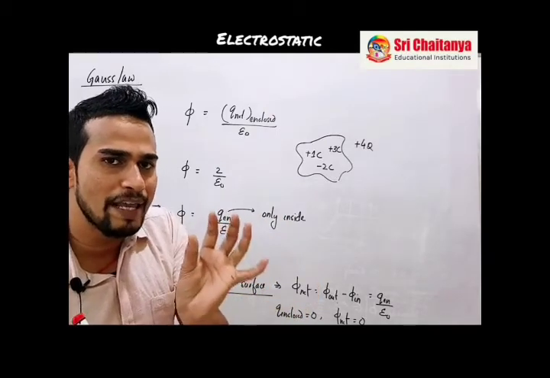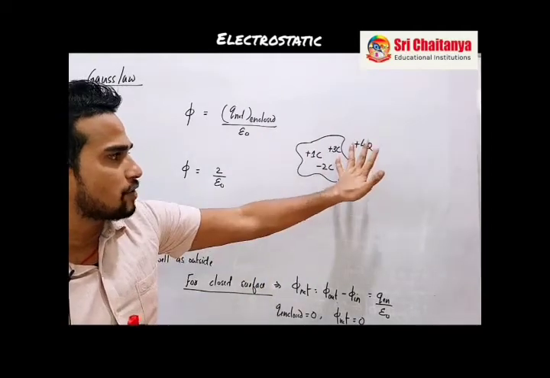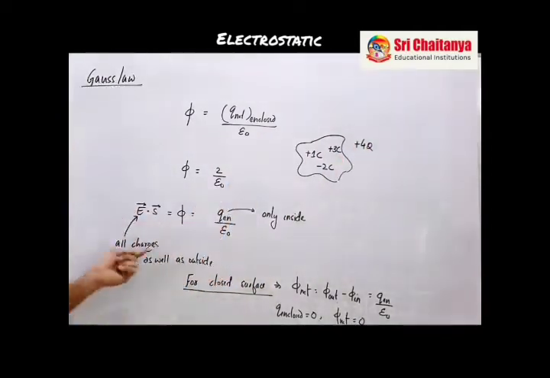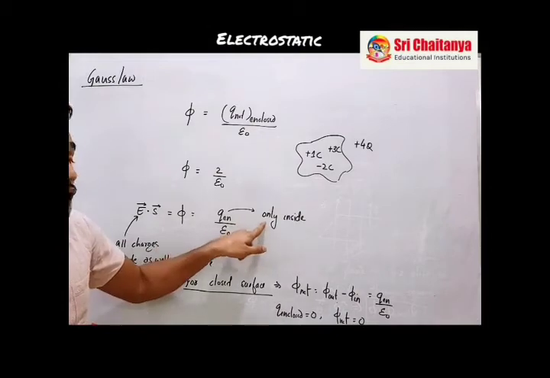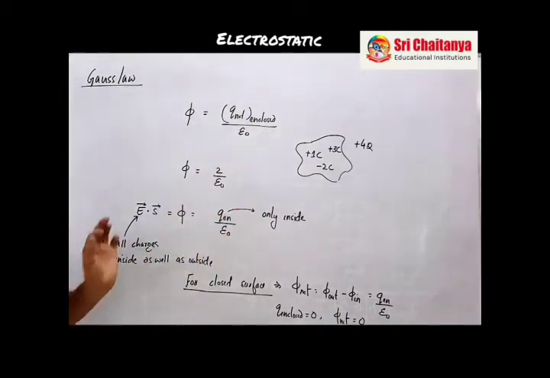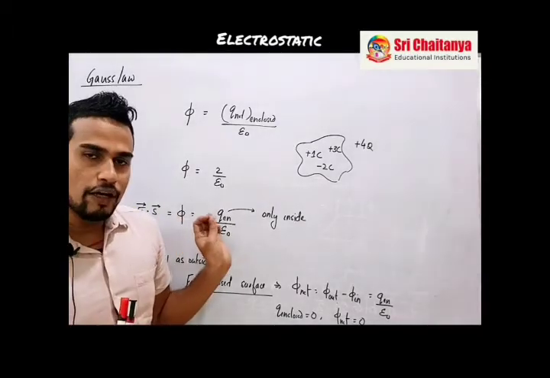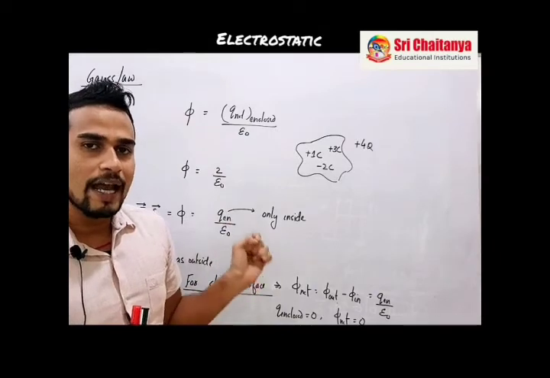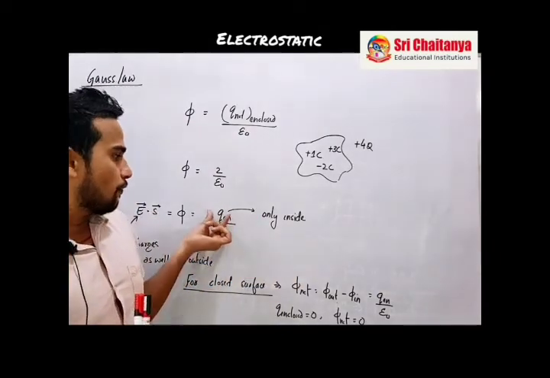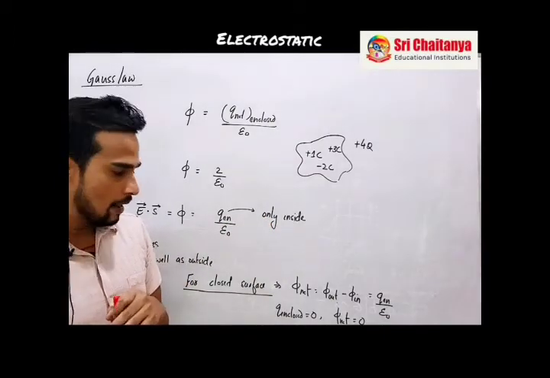So always remember, E represents the field due to all charges, whether present inside or outside, it doesn't matter. Electric field will be due to all charges, inside as well as outside. But Q enclosed will be only due to charges inside. So this is what we have talked about. In Gauss law, when you write E dot S, always remember the electric field is due to all charges present inside or outside. But for Q enclosed, you have to take only charges present inside.